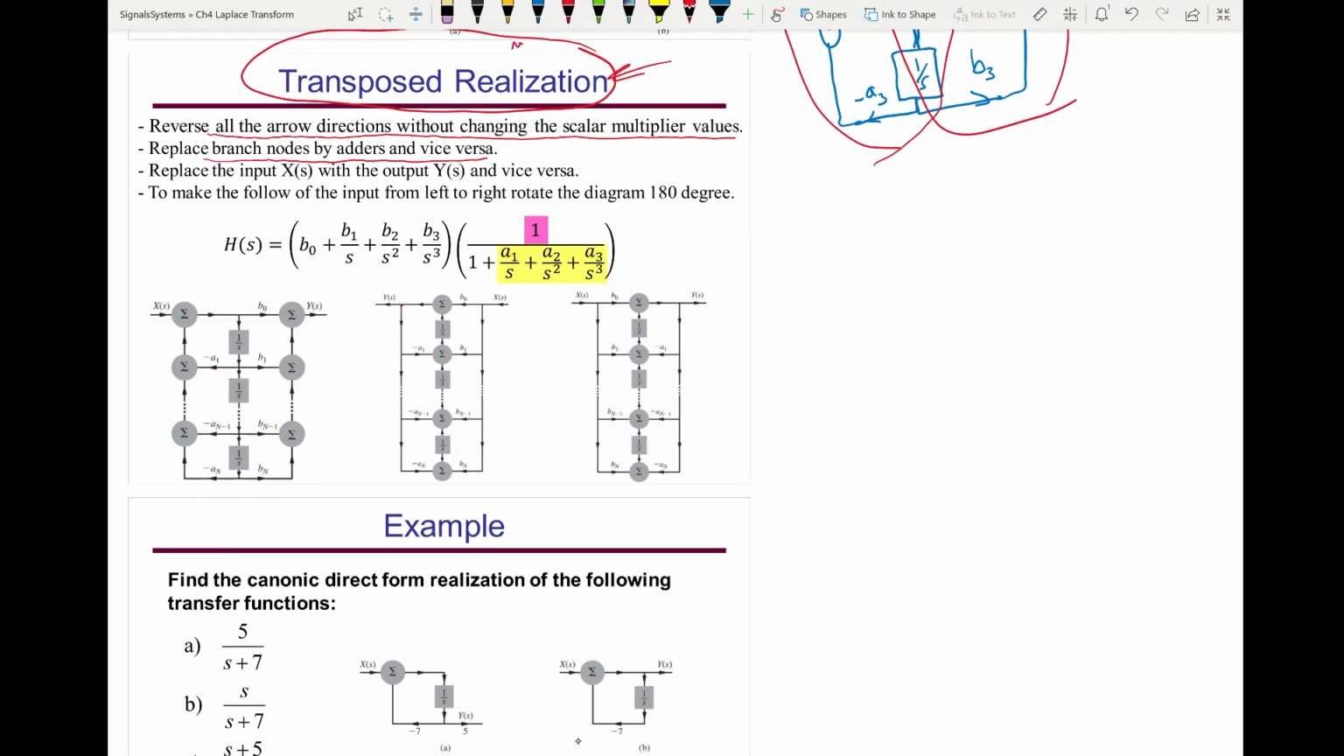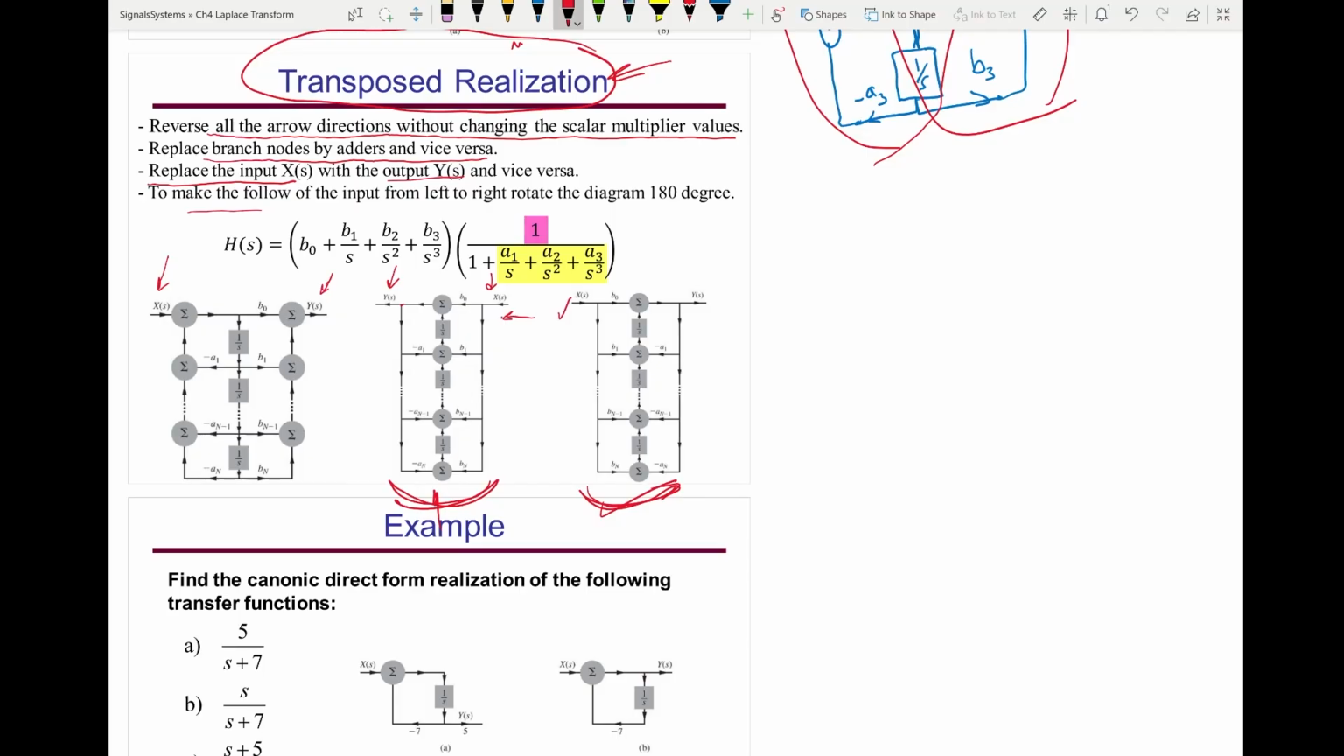The third step, replace the input x of s with the output y of s. So this x of s will be y of s, and this y of s will now be x of s. And this is the transpose. And to make the flow of the inputs go from left to right, the traditional way, instead of from right to left, I have to rotate this 180 degrees. So then rotate it around this axis 180 degrees, and that will be this one. And this is the transpose.